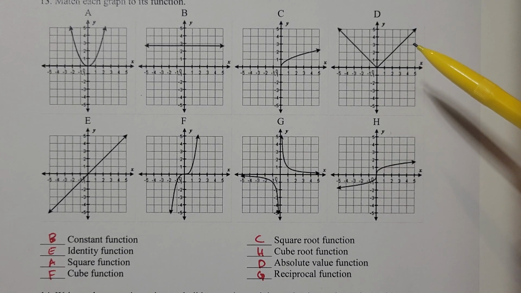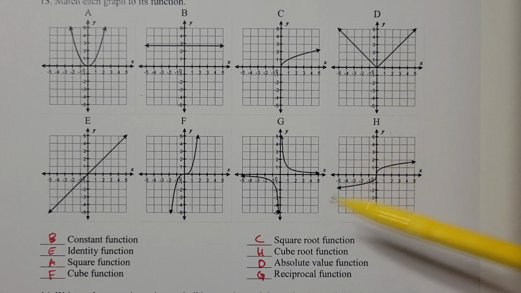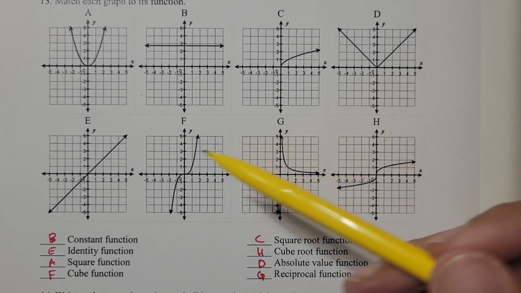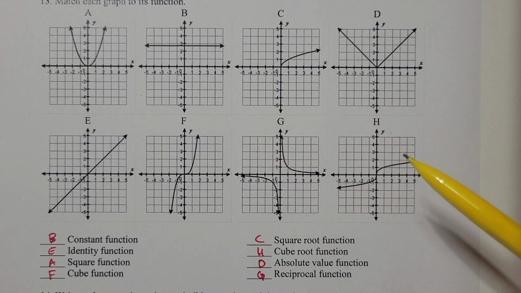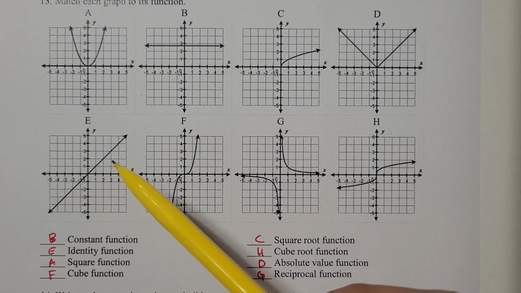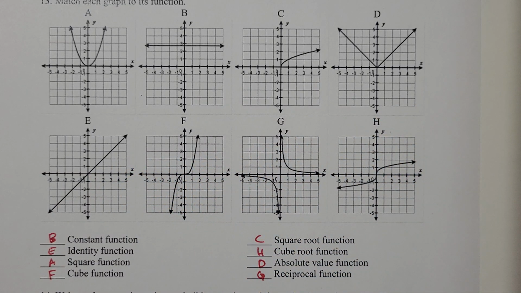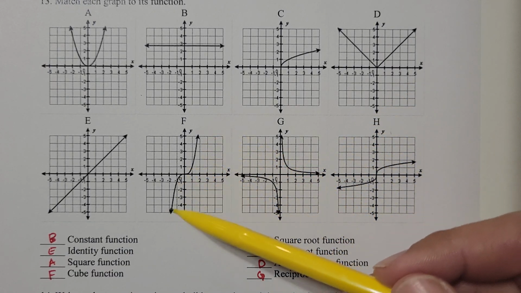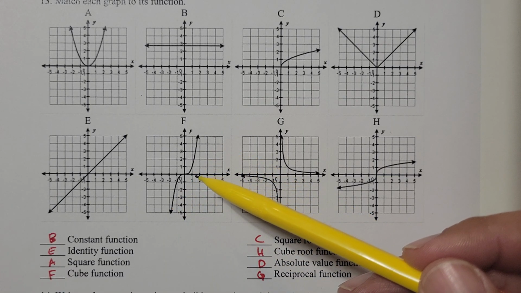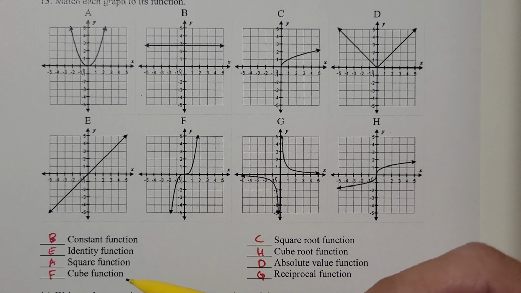Part D. So if I have a v-shaped curve, that's the absolute value function. Okay. Part E, the line y equals x is this line right here. That's called the identity function. Okay, and that'd be part E. Y equals x cubed is a graph that's in quadrants 1 and 3. There's a squiggle in the graph at the center. Okay, that'd be the cube function.